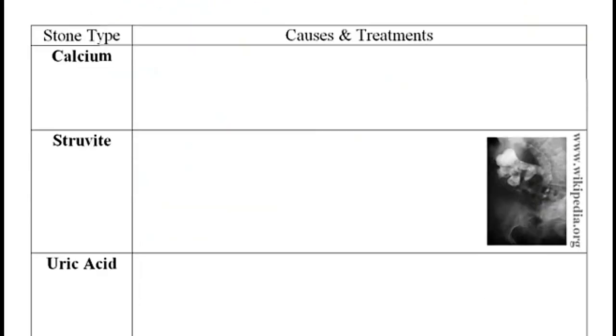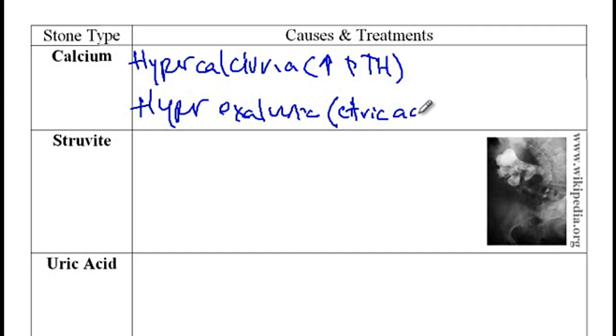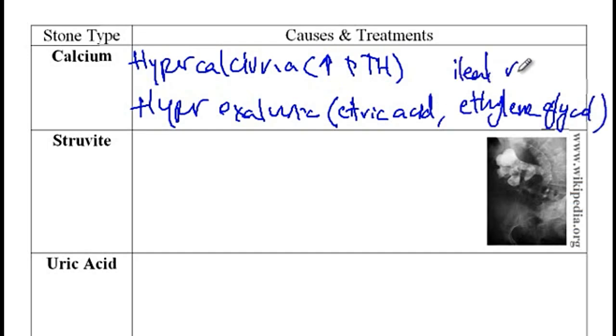So calcium stones are the most common cause of renal stone development, and common causes of calcium stones include hypercalciuria. For instance, if the patient has hyperparathyroidism, then they can develop an excess amount of calcium in the urine, which can cause renal stone development, or hyperoxaluria. Common causes of hyperoxaluria include, for instance, citric acid abuse, ethylene glycol ingestion, as well as ileal resection, which enhances the absorption of oxalate.